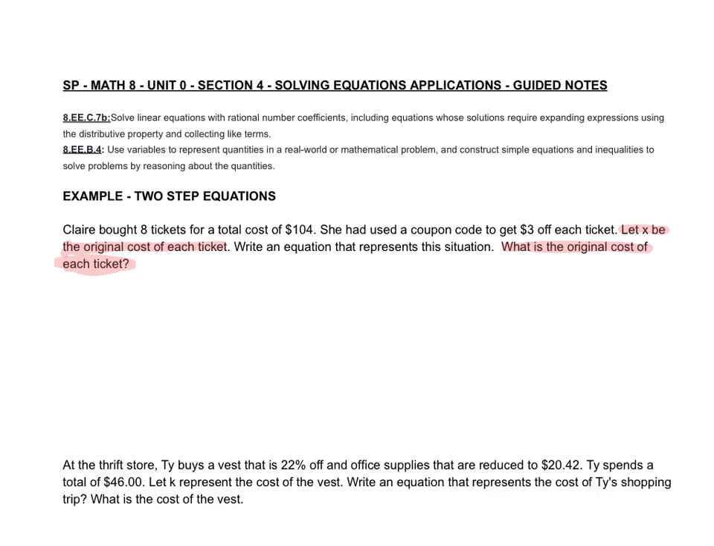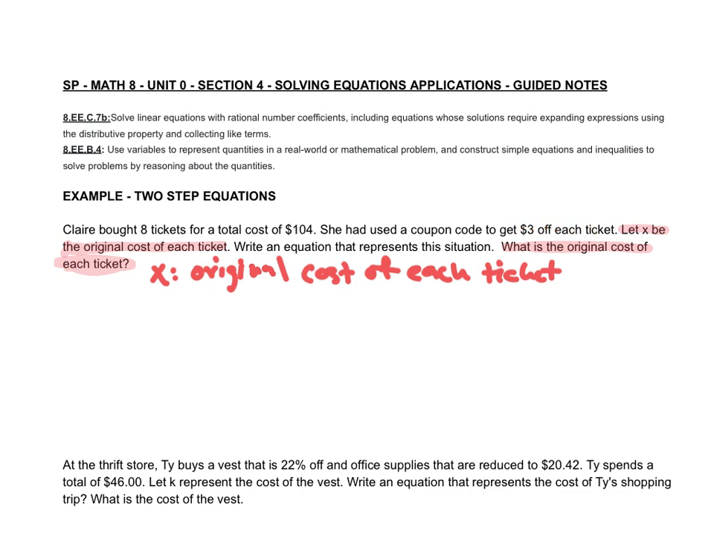A lot of this information is already here, but the first thing that I want to do is identify what x represents. And in this case, that is the original cost of each ticket. Once I've done that, I want to write an equation that represents the situation. So let's talk about this. Claire bought 8 tickets, for a total cost of $104, and she had a coupon code to get $3 off each ticket.